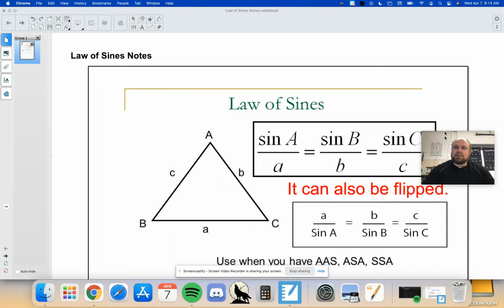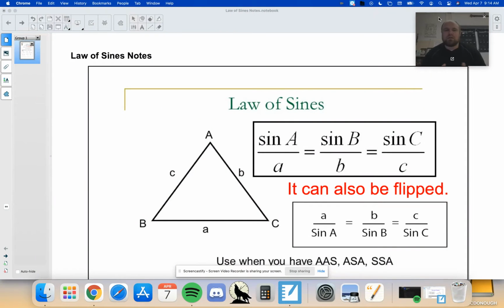For the law of sines, what we are trying to do is figure out either a missing angle or missing side length, and it really depends on whether you're looking for x or you're looking for theta. The idea behind the law of sines is that you have three sides and three angles of a triangle.